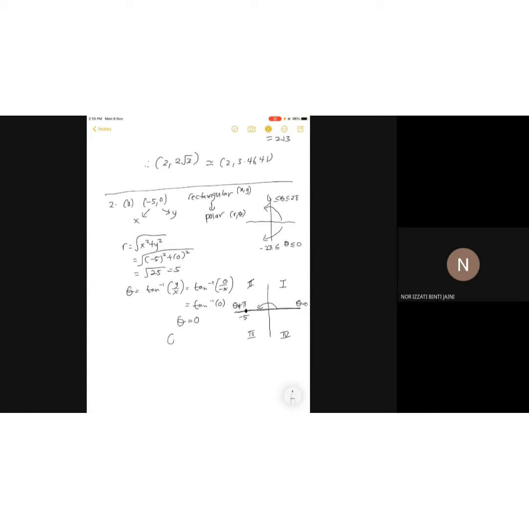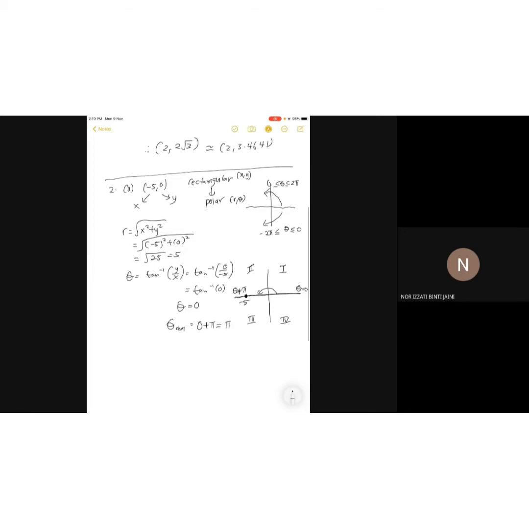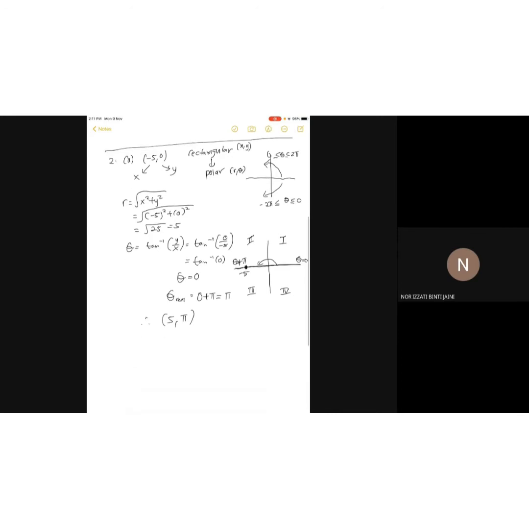So actually your theta real, or theta real ni biasa panggil, atau kadang buku dia buat theta alpha, theta beta, samalah. Yang sebenar-benarnya adalah 0 plus pi, which is pi. Okay. So your point will be 5, pi. Or that one is the one yang sukuan, this is the counterclockwise kan.